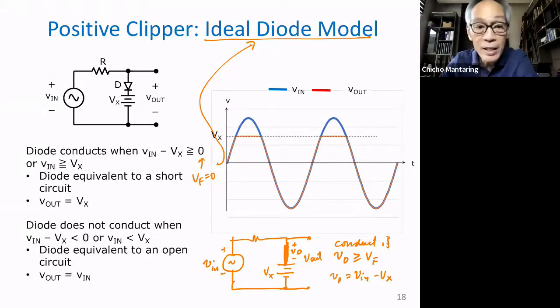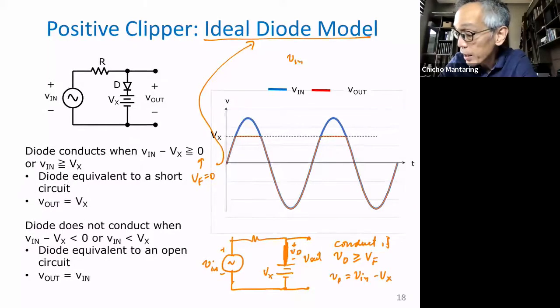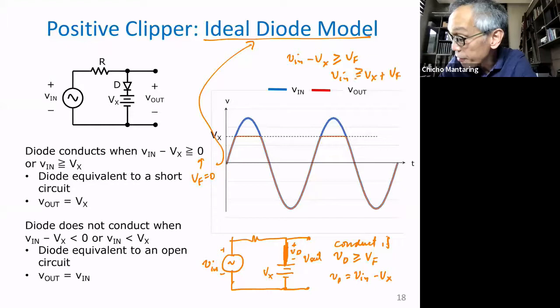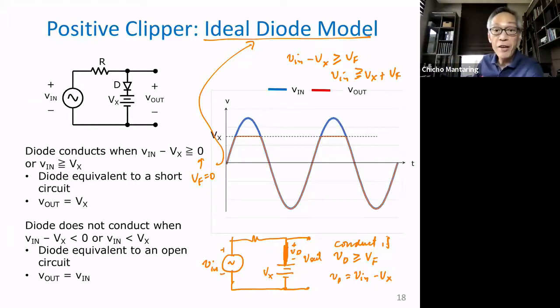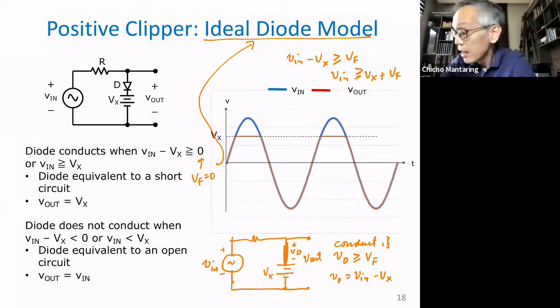If Vγ is not equal to 0, your diode will conduct when Vin minus Vx is greater than or equal to Vγ, or Vin is greater than, rather, Vx plus Vγ. And your Vout will just be Vx plus Vγ.